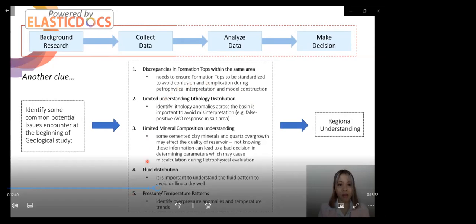So all of these potential issues are actually related to regional understanding. From now onwards, I will show you how ElasticDocs can assist us in tackling these potential issues using only unstructured data.